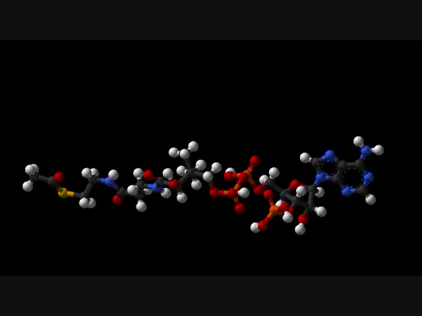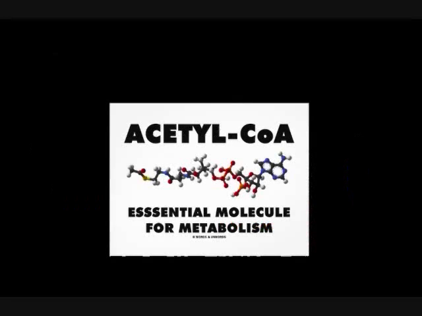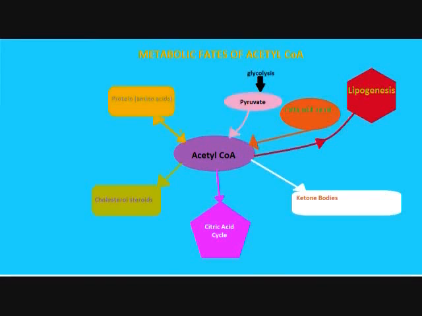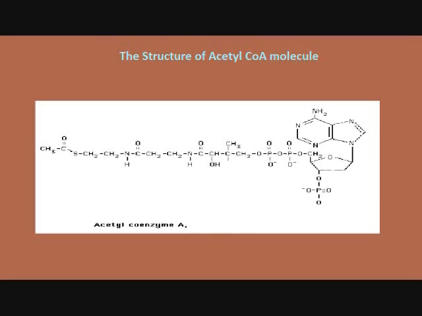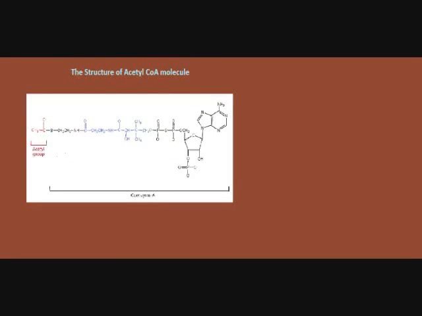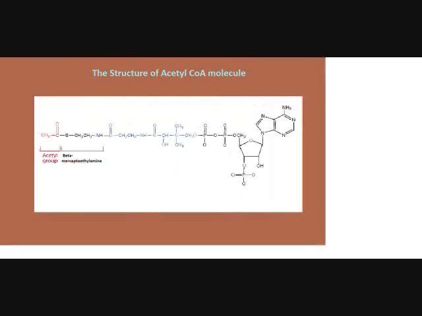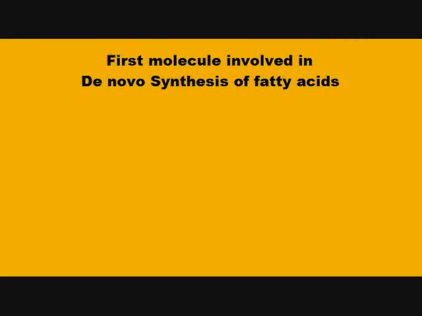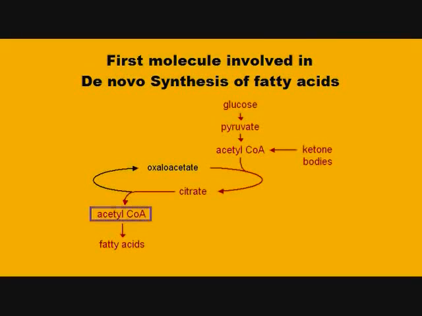What is the acetyl coenzyme A molecule? Well, acetyl-CoA is an important molecule in metabolism. The main function is to act as central intermediate of the pathways required to metabolize non-fermentable carbon sources. The structure of acetyl-CoA is unique in that it consists of a carbon acetyl group, which is attached to a coenzyme A. Coenzyme A, in turn, consists of three parts: a beta-mercaptoethylamine, a pantothenic acid, and a 3,5-adenosine diphosphate. It is also the first molecule involved in the de novo synthesis of fatty acids process.